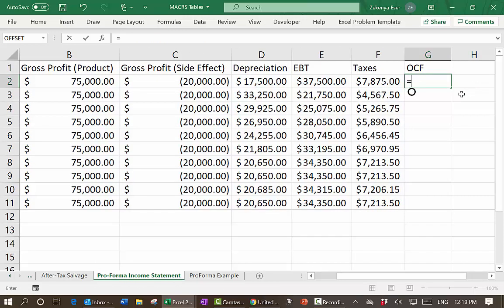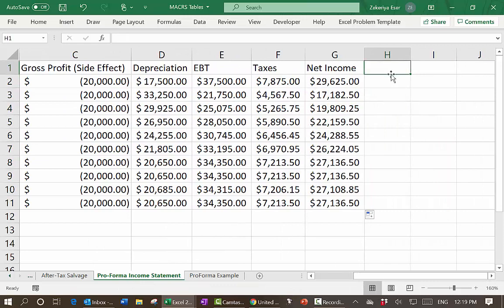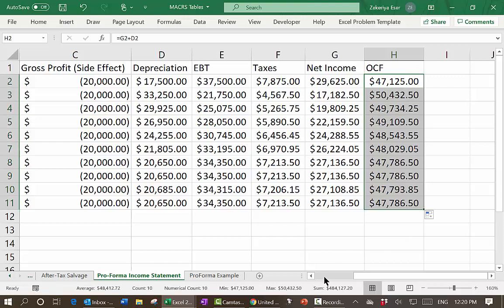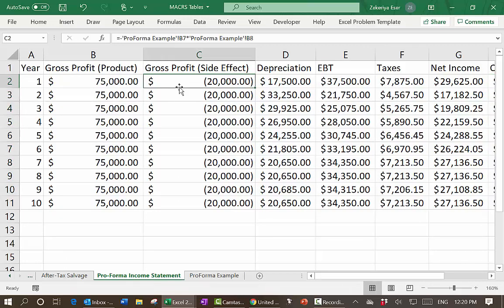And operating cash flow in the absence of interest expenses is rather simple. Take the earnings before taxes. Actually, let's calculate net income first: earnings before taxes minus taxes. And operating cash flow is simply net income plus depreciation. Remember, depreciation is not a cash expense, so it is not relevant for the purposes of our calculations.